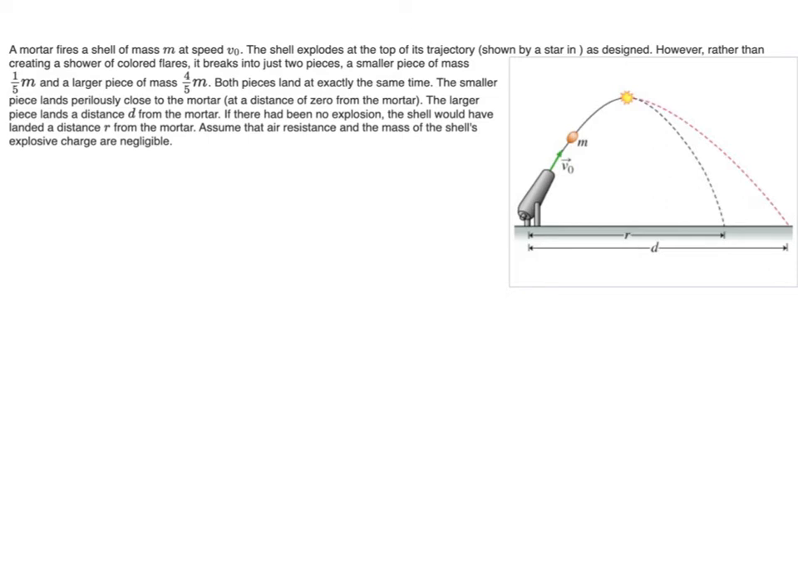The smaller piece lands perilously close to the mortar at a distance of 0. The larger lands a distance d from the mortar. If there had been no explosion, the shell would have landed a distance r from the mortar. Assume the air resistance and the mass of the shell's explosive charges are negligible, and then find d in terms of r.